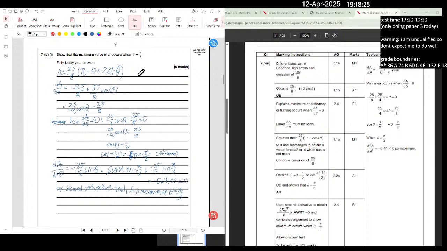Differentiate with respect to theta. Obtains that, 2 marks. Explains maximum or stationary or turning occurs. What? We have to explain that? Max when dA over d theta equals 0. I just wrote let dA over d theta equals 0. Well, I guess that's like -1.